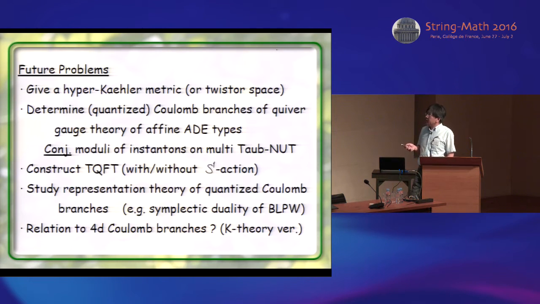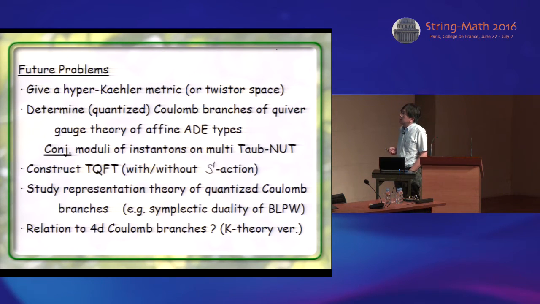So in general, I don't know what the Coulomb branch is for an arbitrary quiver, but for affine ADE types, the conjecture is that this Coulomb branch, at least the ordinary commutative Coulomb branch, is a moduli space of instantons on a multi-Taub-NUT space. This conjecture was proved for affine type A in my work with Takayama. So this seems to be a reasonable conjecture.